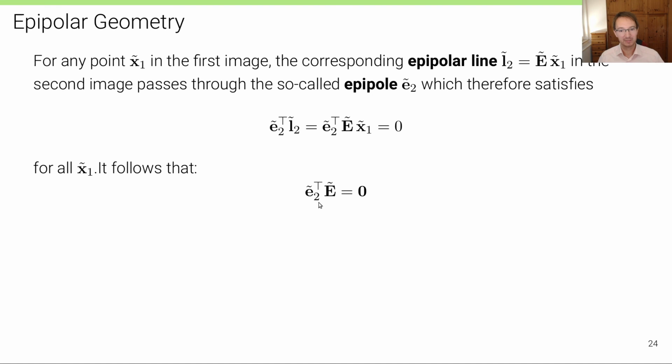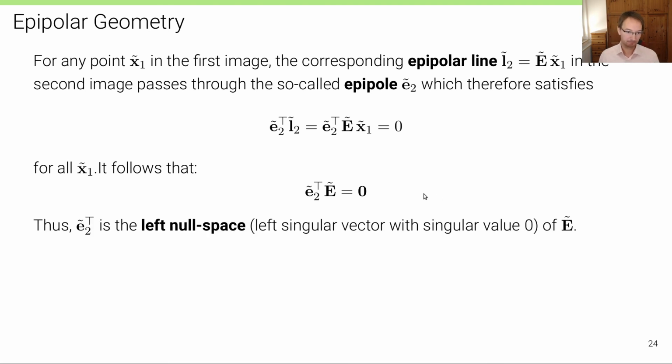And this gives us a constraint for where that epipole must be located. It follows that if this has to hold true for all x1, then actually this left-hand side here must be equal to the 0 vector. Otherwise, this couldn't hold true for all x1. So e2 transpose times the essential matrix is equal to the 0 vector. And from this expression here, we can directly read off that e tilde 2 transpose, so the epipole in the second image, is the left null space, or in other words, the left singular vector corresponding to singular value 0 of the essential matrix.